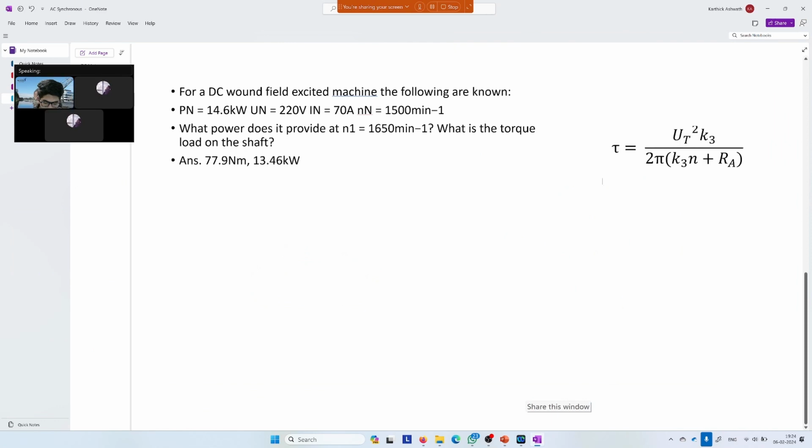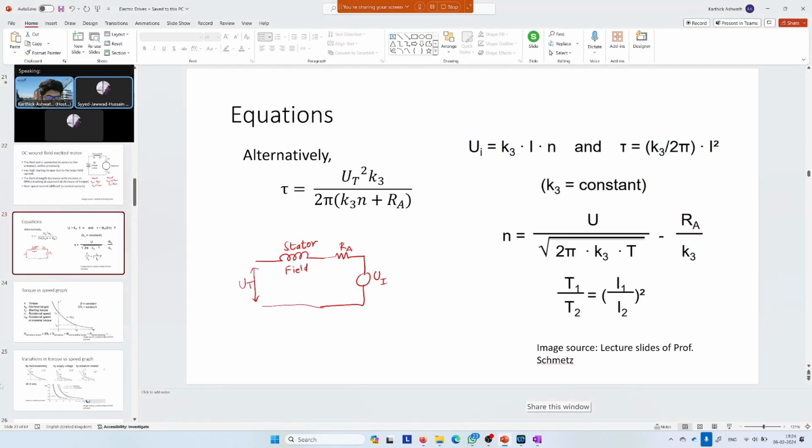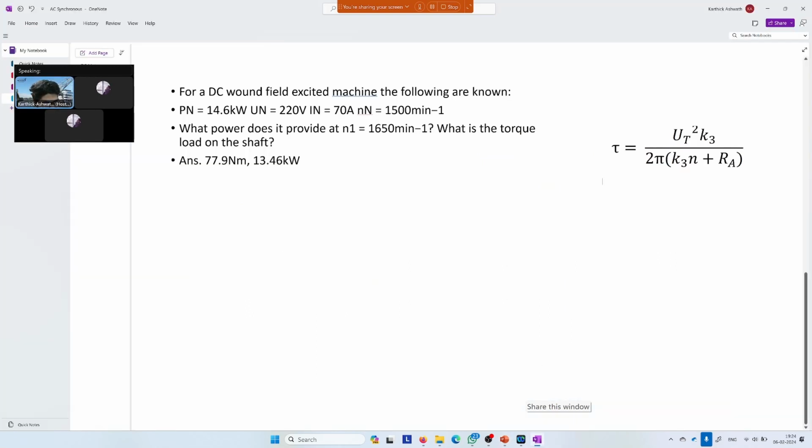So for this, what do we need? We need this K3 constant. We need RA. These two terms are missing. And K3 you can get from the UI. So we need K3 UI equals K3 times I times N. We also need RA.